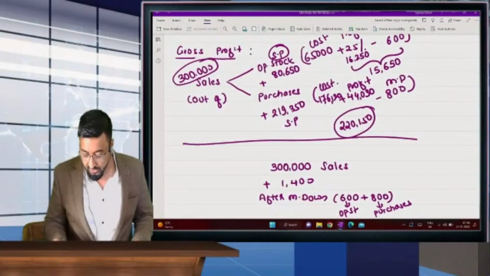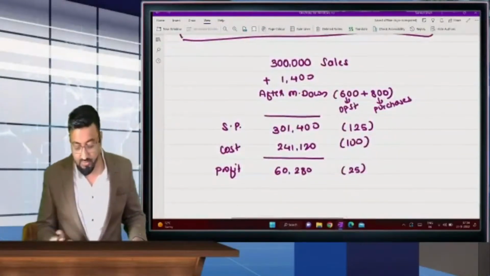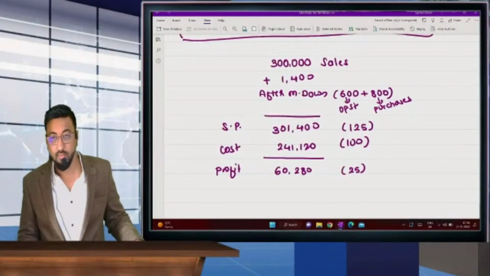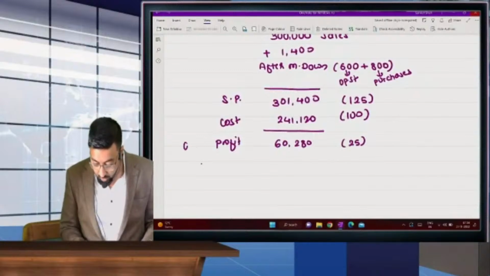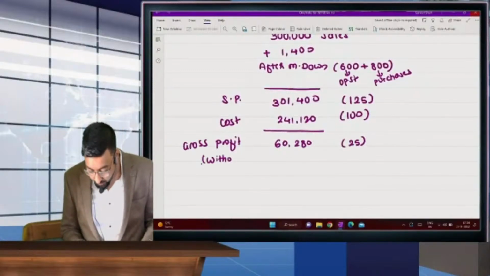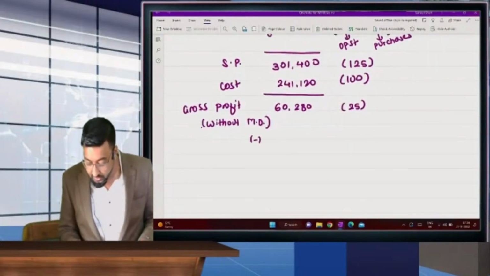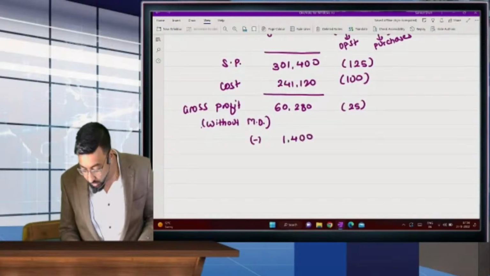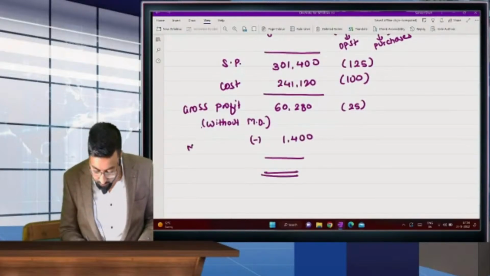This is a simple calculation, the simplest calculation. And now GP. Now this gross profit is without markdown, because you added markdown. And what is the markdown in this, beta? 1,400. Now your profit is getting reduced by your markdown amount.